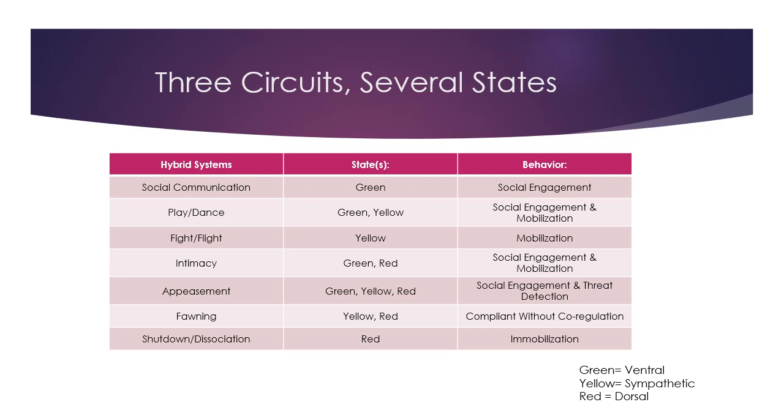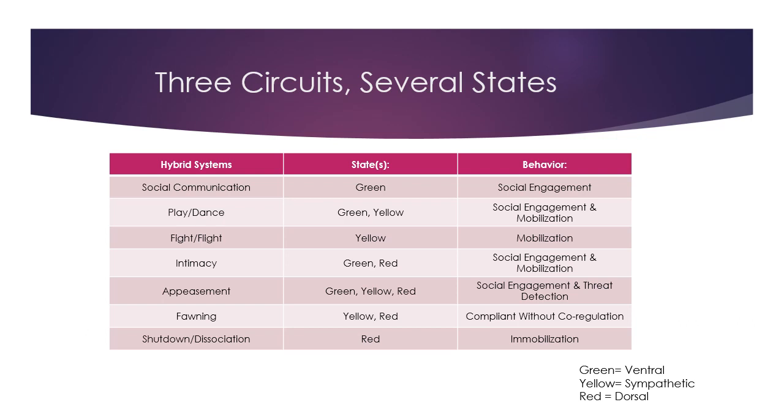When you're in what should be your normal state, you are in what is called social communication. Green, which says that your ventral vagal system is in charge and you are feeling social. When you're in the mood to play or dance, you're in both green and yellow, which is ventral and sympathetic. When you're in fight or flight, yellow, you're in the sympathetic and ready to mobilize. When you're ready for intimacy, you're in ventral and sympathetic, green and red.